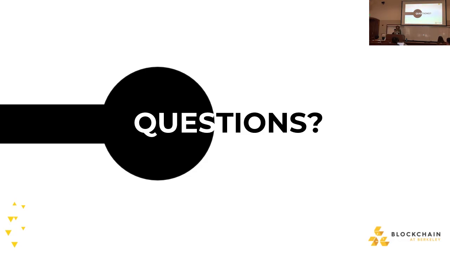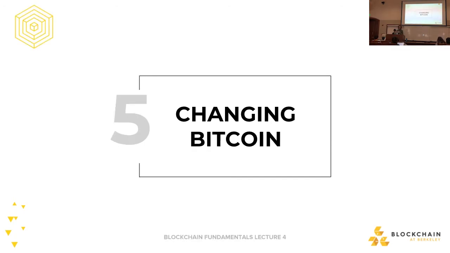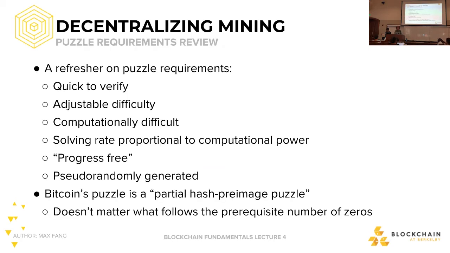All right, so we're going to finish this off with the future of mining, or changing Bitcoin. So, as you've noticed from the last section, one of the big features of Bitcoin right now, and actually a lot of cryptocurrency, is the centralization of mining. So what can we do to decentralize mining? And that actually brings up a lot of questions about how we mine.